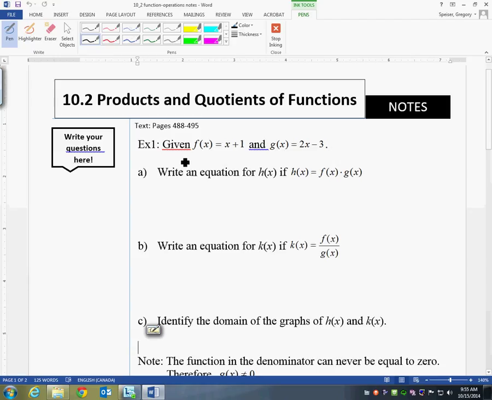So the first example is, given f of x is x plus 1 and g of x is 2x minus 3, write an equation h of x if h of x is the product of those two. And by the way, just like in the sums and differences, you have two ways to write it. We can say f times g of x as well. So this is another way of writing the same thing.